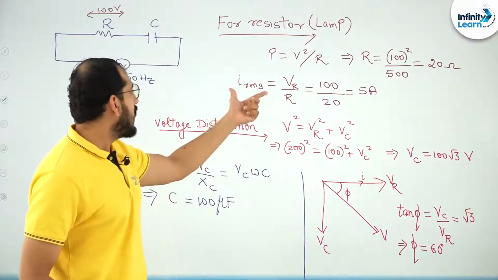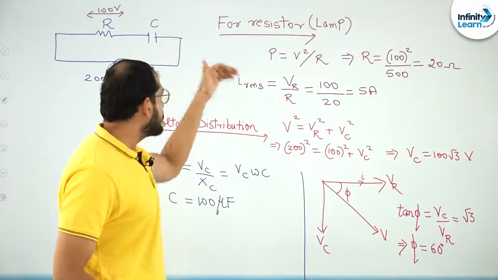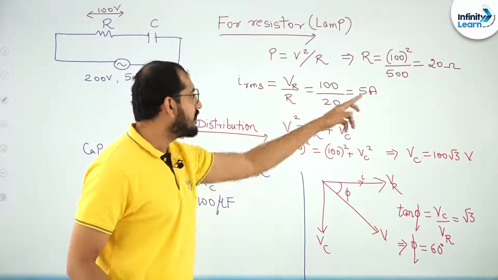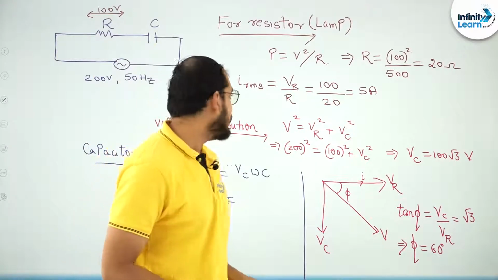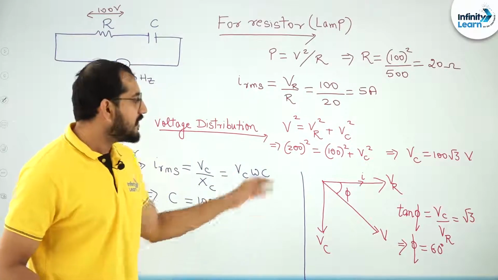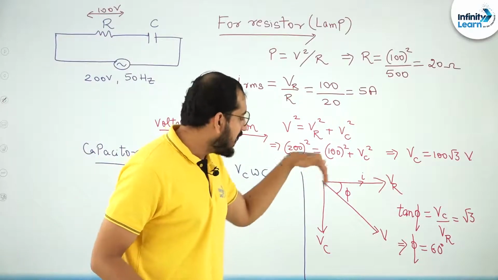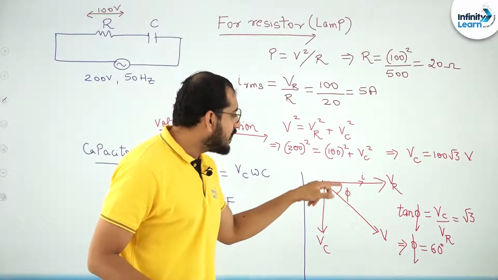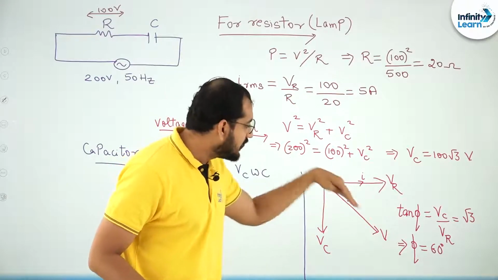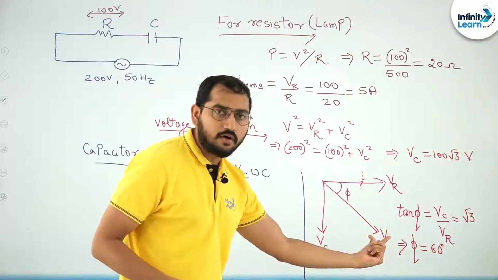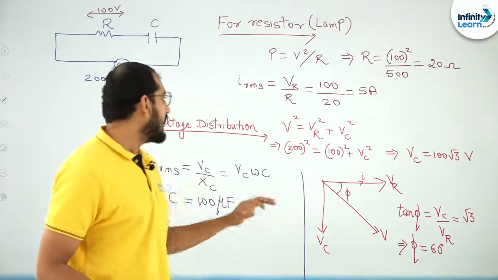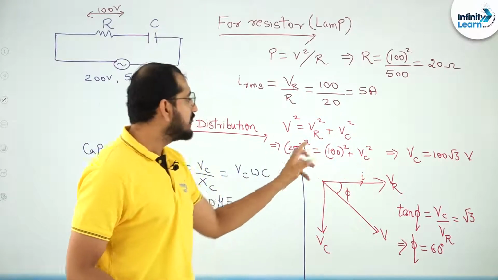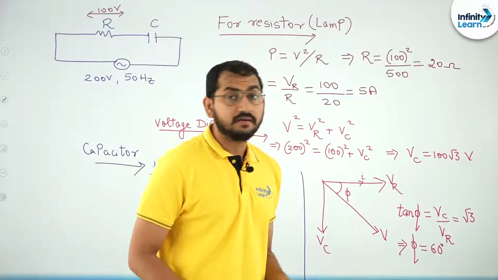Okay. So now I can also calculate the RMS current which is flowing across the resistor by applying VR by R, and here I will get the RMS value as 5 ampere, right. Now if you will see the phasor diagram for this circuit, we have VR, we have VC, we have no inductive voltage, right. So this is the value of phi that I need to calculate, and this is the resultant source of 200 volt over here, right. I can apply Pythagoras theorem here to calculate this value of VC. After putting the values, the VC will come out to be 100 root 3, right.